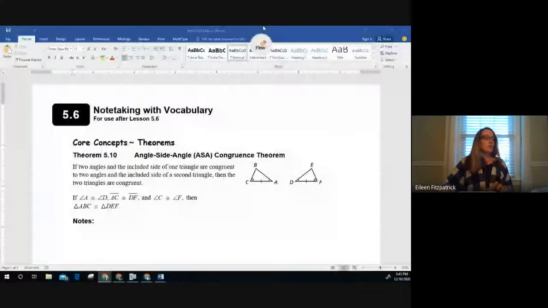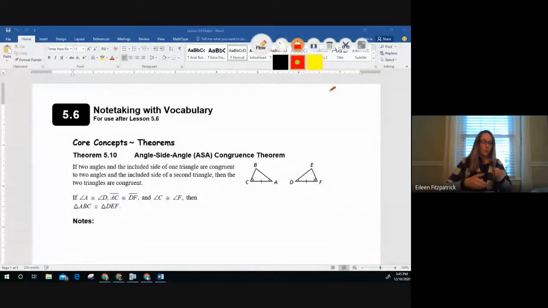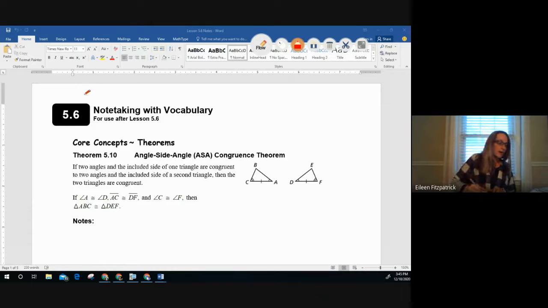Okay, so for this lesson, before we begin, let's do a quick recap of what we know so far. We've been talking about triangle congruency, and corresponding pieces of congruent triangles. So far, we know that we can prove triangles congruent by side, angle, side, when we have two sides and the included angle, by side, side, side, and by HL. Okay, so these are the ones we already know.